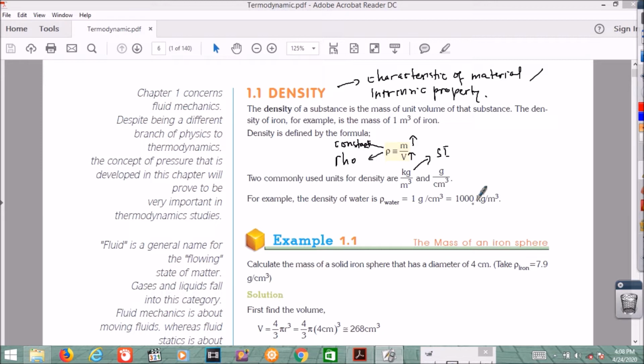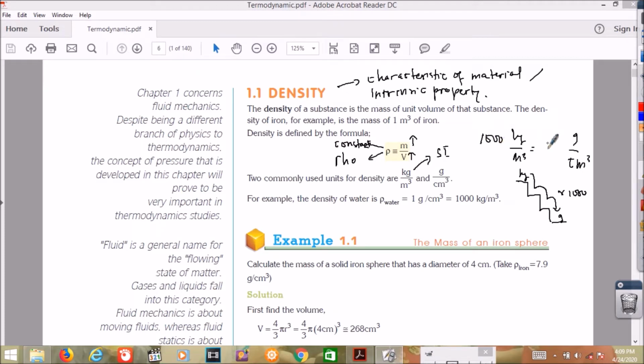I will show you that 1000 kilogram over meter cube is equal to 1 gram over centimeter cube. Where does it come from? This one is gram, this one is centimeter cube. 1 kilogram is equal to 1000 gram. Move down 3 steps: kilogram, decagram, and then gram. Move down 1, 2, 3. If you move down 3 steps, it means times by 1000, or 10 power 3. So this 1000 becomes 1 million, which in power of 10 is 10 power 6.